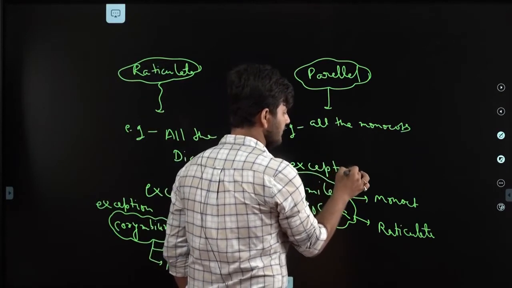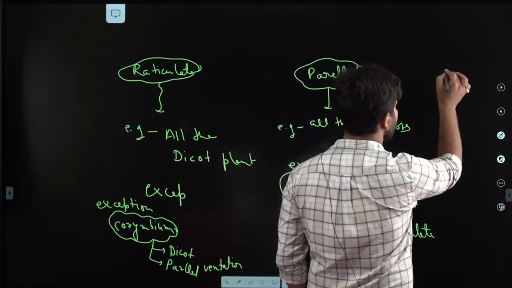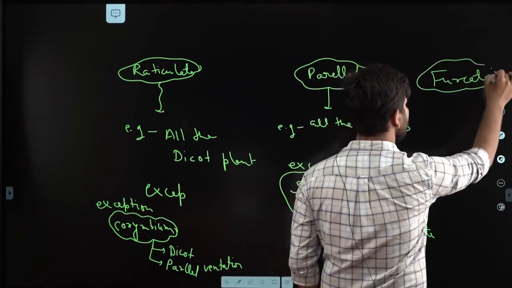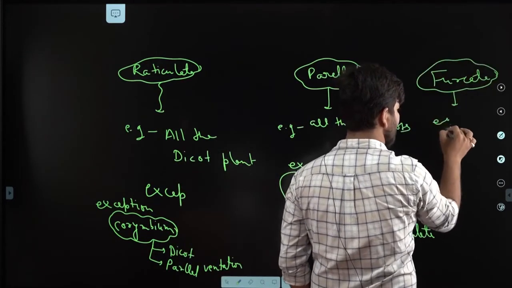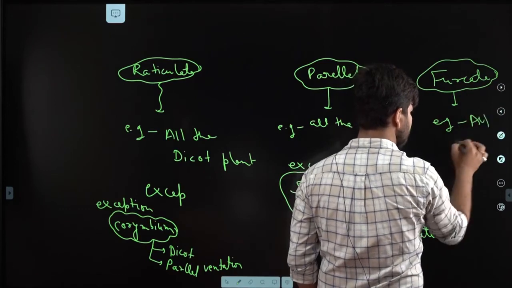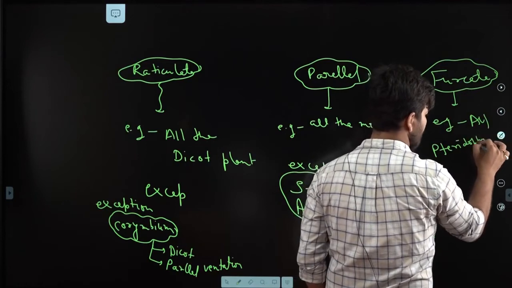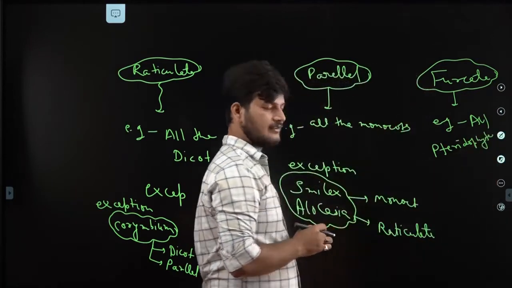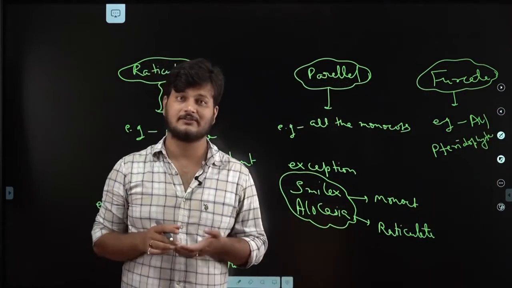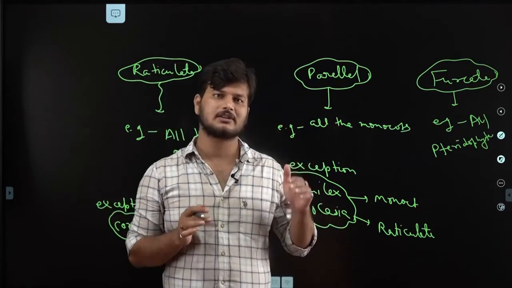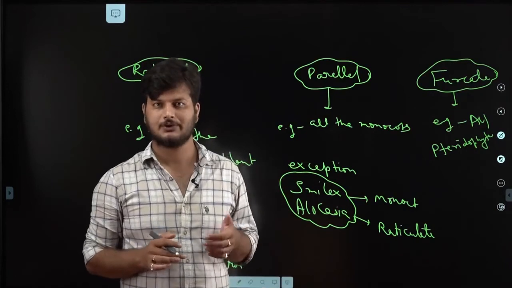The next example is furcate. As we discussed, furcate type of venation is found in all pteridophytes. So we discussed the different types of venation. For today, it's enough. We will proceed in the next lecture. Okay, thank you.